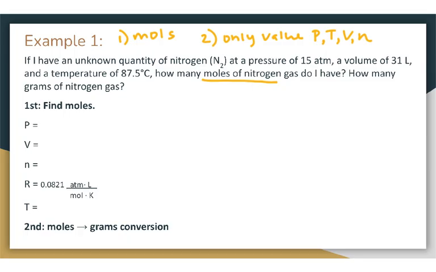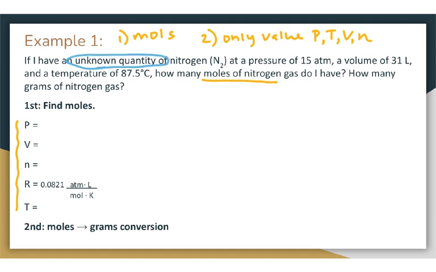All right, so I have this first one set up for us as I look at example 1, with my variables that we're now going to have off on the left, so I can list those as I read my problem. If I have an unknown quantity of nitrogen at a pressure of 15 atm, a volume of 31 liters, and a temperature of 87.5 degrees Celsius, how many moles of nitrogen do I have? And how many grams of nitrogen gas do I have? So this is going to be a two-step problem. First, we're going to find moles using the ideal gas law, and then we're going to do a moles to gram conversion.